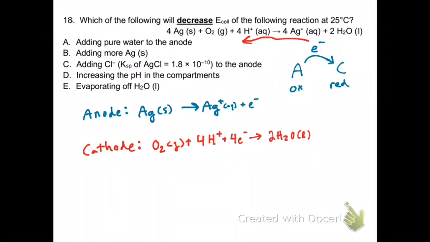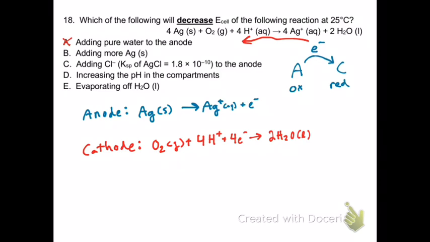Now then, let's see how each of these would affect our reaction. Choice A says adding pure water to the anode. So adding pure water means we're going to decrease the concentration of any aqueous species, because if you're adding in water, you're diluting it. So it's not going to affect the solid because it's a solid. It has an activity of 1. It does not change its concentration. But it will bring the concentration of Ag+ down, which will cause the reaction to shift to the right, which will cause the E cell to increase. A shift to the right means an increase in voltage. So we can eliminate this answer choice.